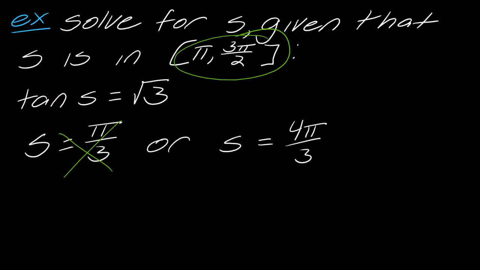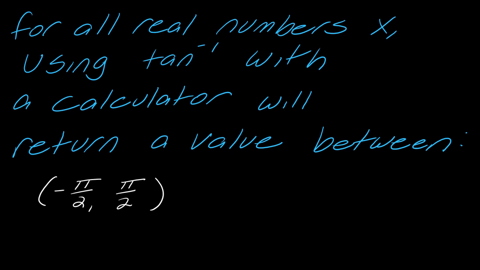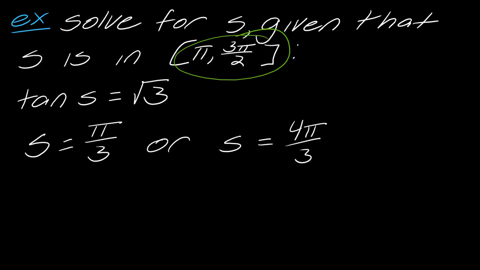And I think it's important to remember that you can't use a calculator for a problem like this, because if you were to use a calculator, just a reminder, it's going to return somewhere between negative pi over 2 and pi over 2. So this is not what we're talking about for this particular problem. So for some of these, if they give you a restricted interval like we have here, then you have to pay attention to that to make your final choice.